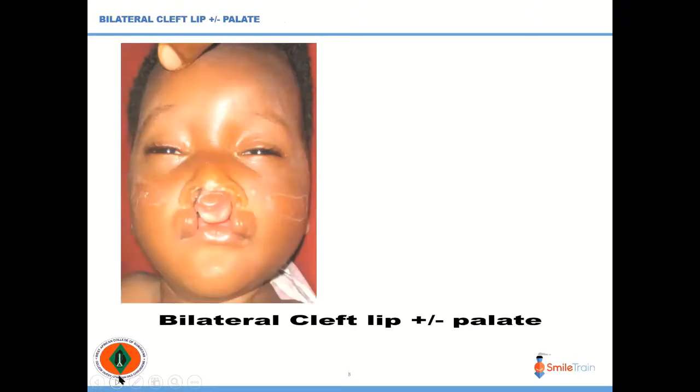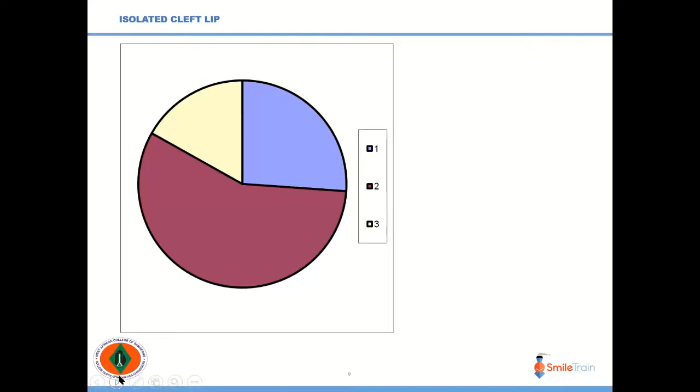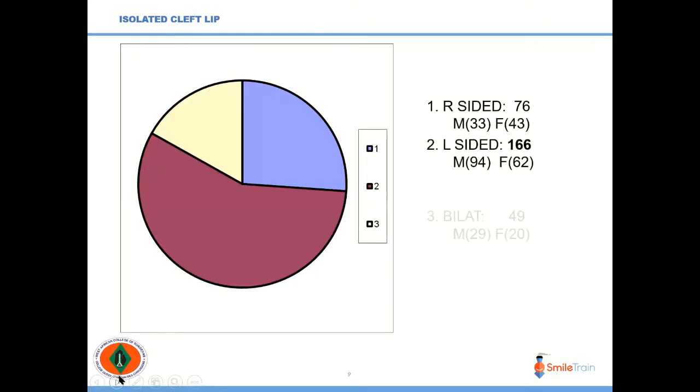Now, if you look at this, on the left is a patient with isolated cleft lip, and on the right is cleft lip and palate. Both of them are bilateral, and bilateral is where we are focusing today. In isolated cleft lip, the bilateral is less common than right-sided.